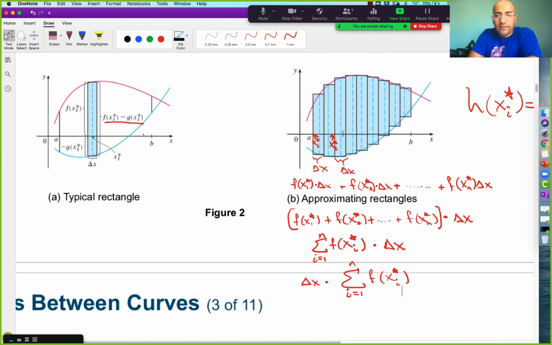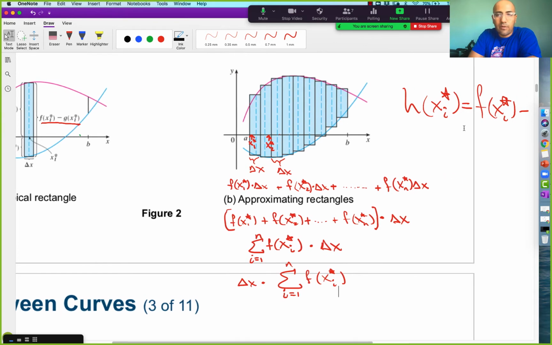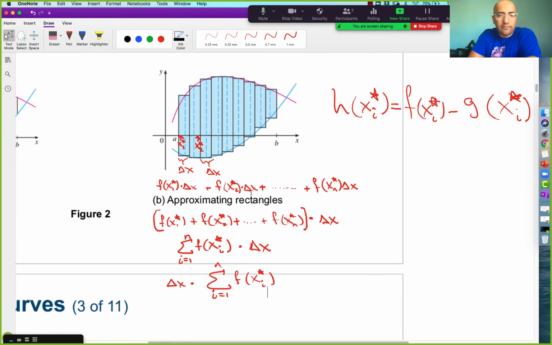I just realized that I was using the f. I meant to use the h of x sub i this entire time because that represents my height, right? I kept saying f instead of h. Well, that's egg in my face. So let's go back and fix this.